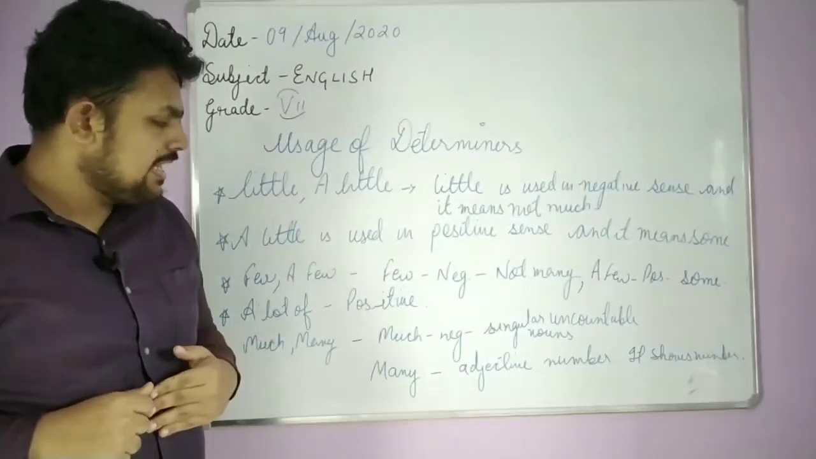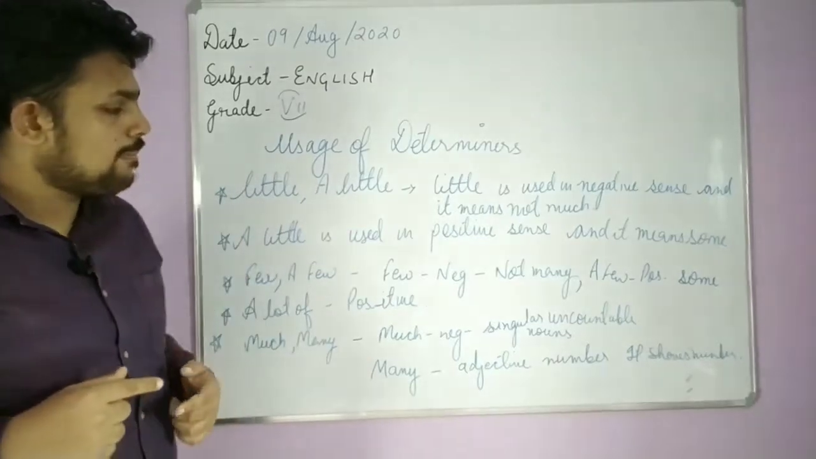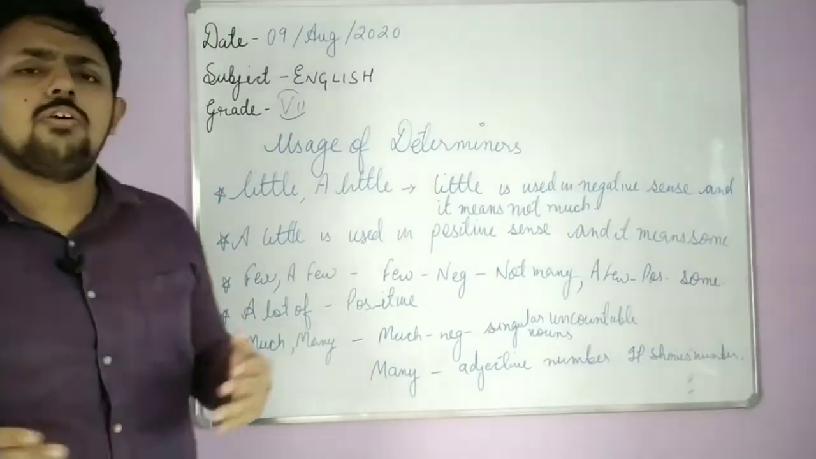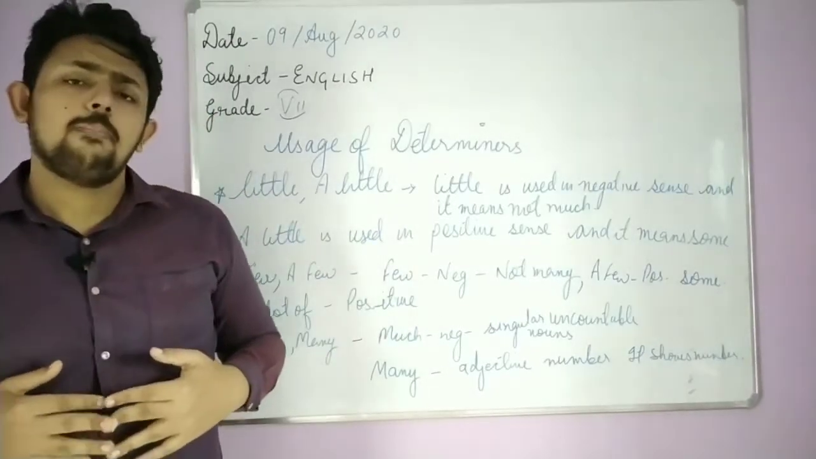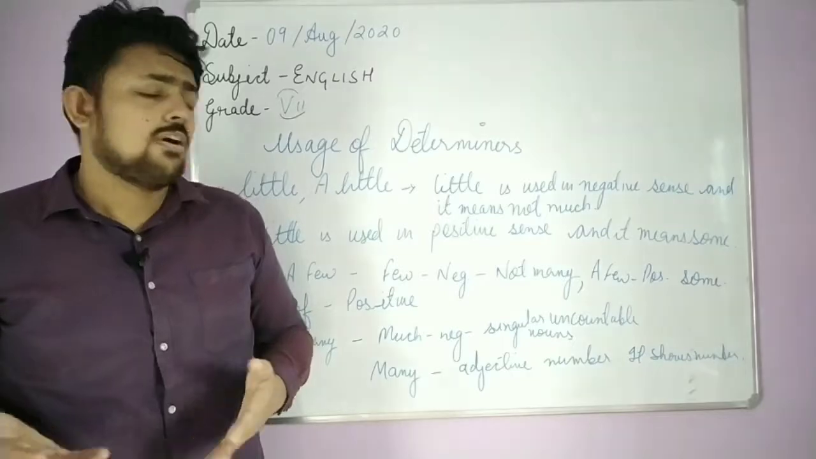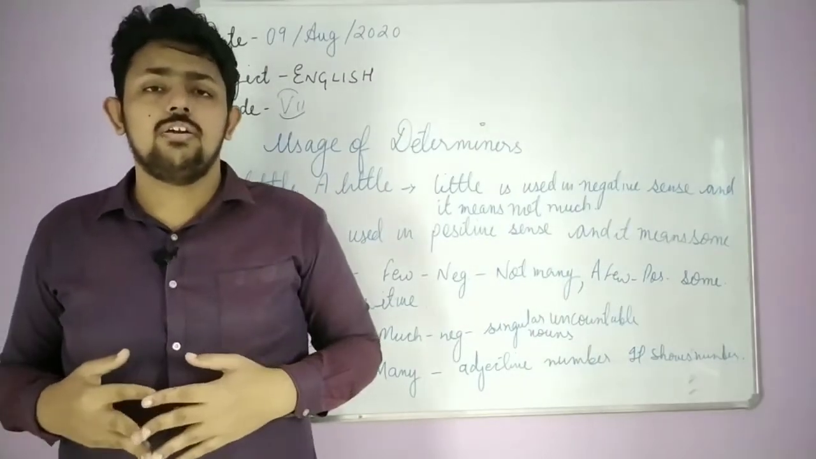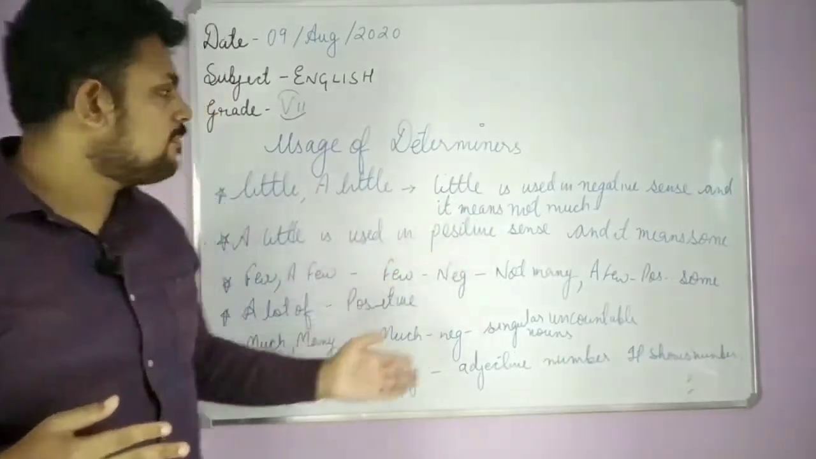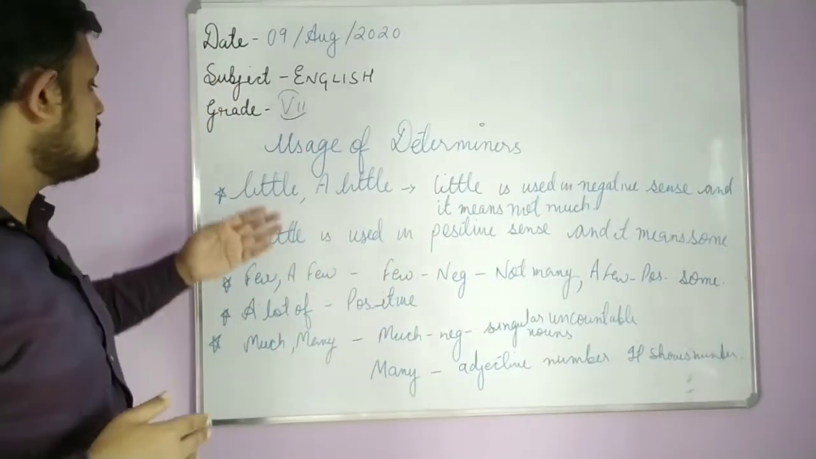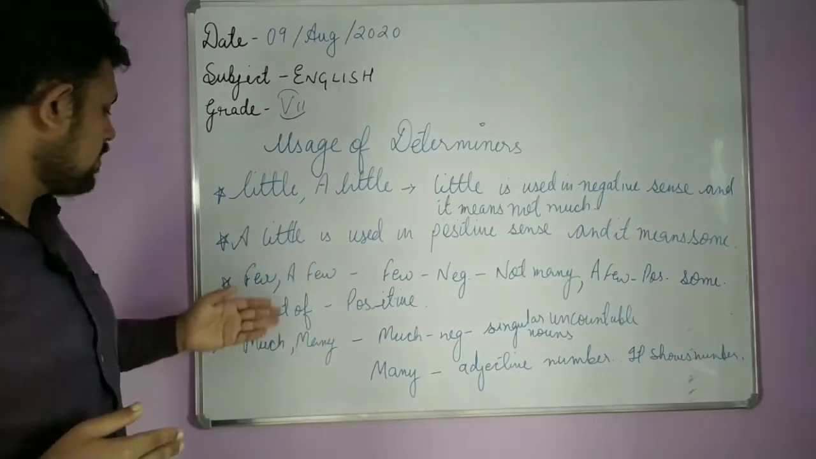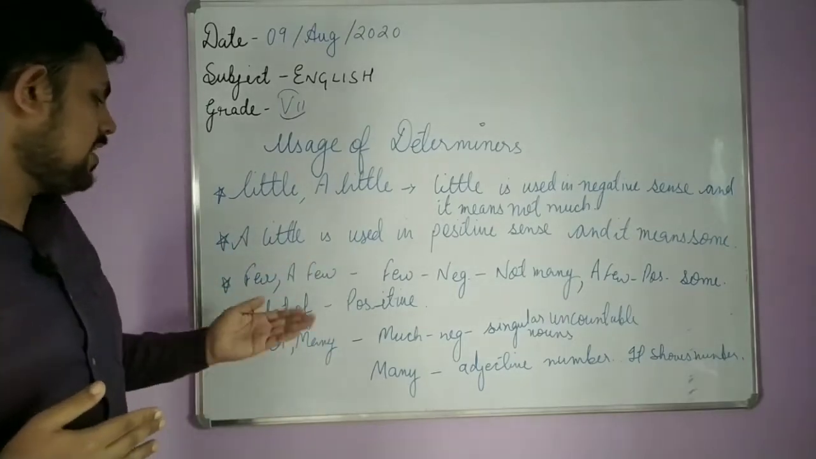Now we have many. Many is an adjective of number and it shows number. So many of the students are present. So it is showing the number and it is an adjective. What is the quality of students? That they are many. So these are a few uses of determiners. We have seen a little, few, a few, a lot of, much and many.